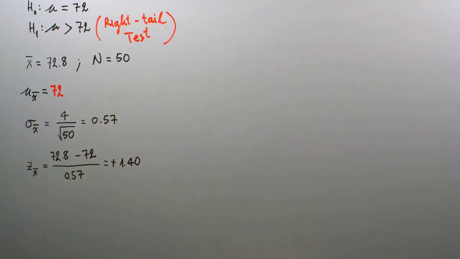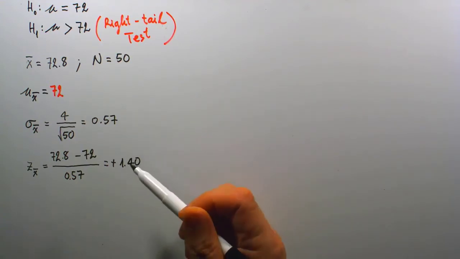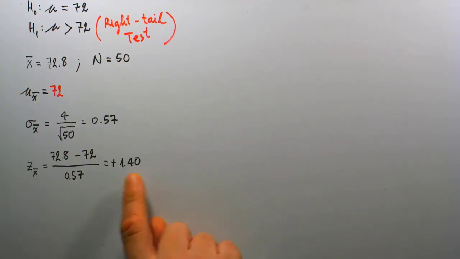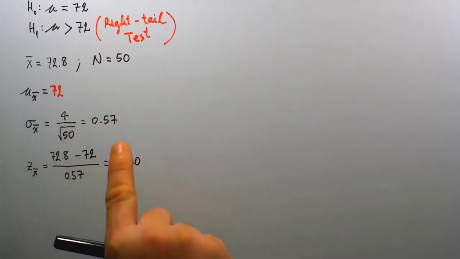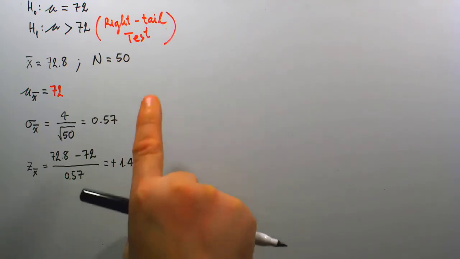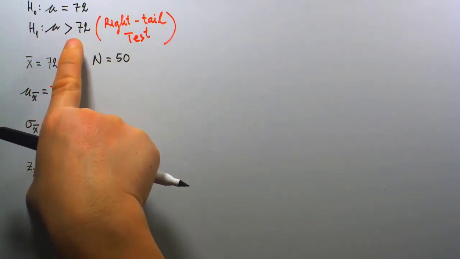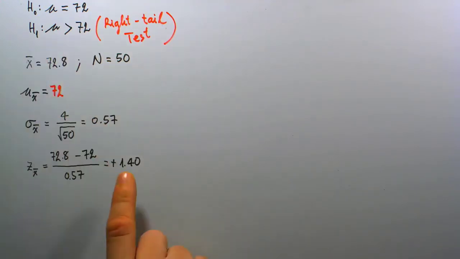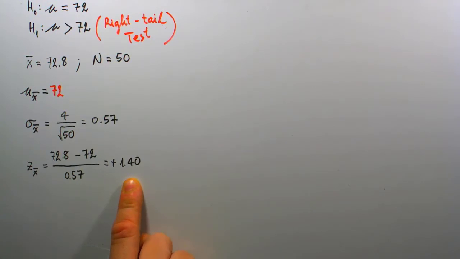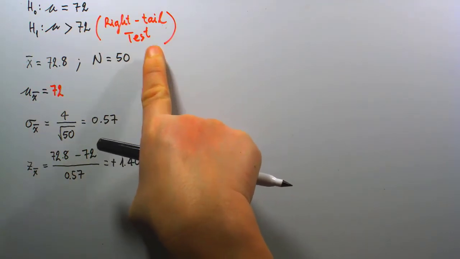And as a checkpoint for consistency, our z-score for the sample has a positive sign, being consistent with the fact that our alternative hypothesis has an inequality pointing to the right. And further, our z-score being a positive value is consistent with the test procedure we're using here as being the right tail test.